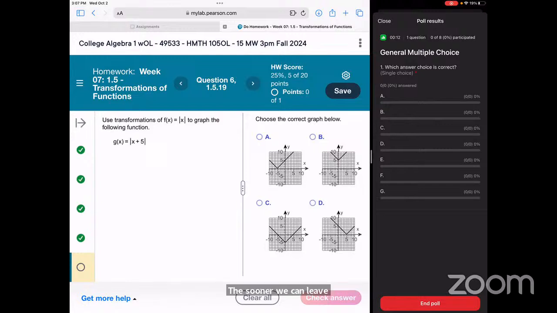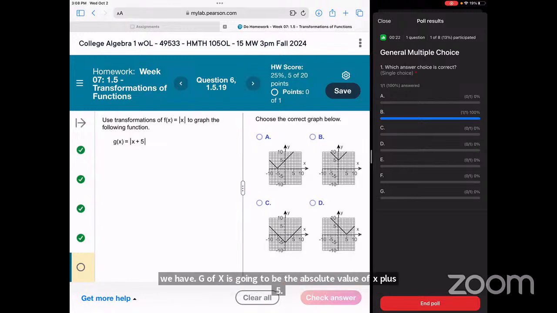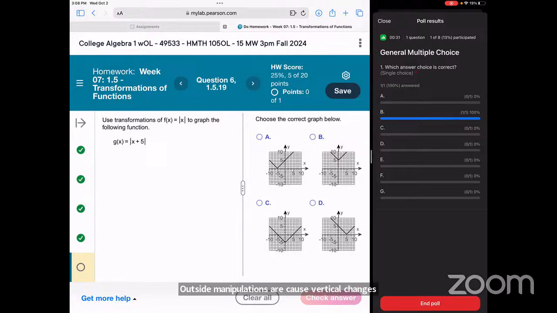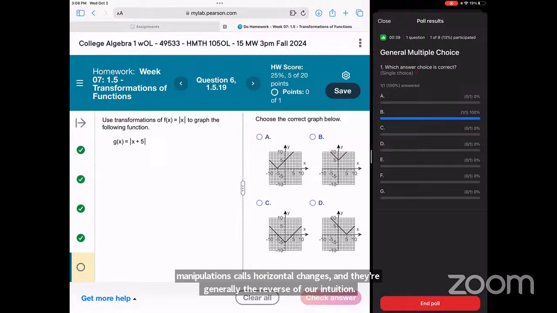Use the transformations of absolute value of x to graph the following function. So we have g of x is going to be the absolute value of x plus 5. So that +5, notice that is on the inside of our base function, right? So to recap, outside manipulations cause vertical changes, and they typically follow our intuition. Inside manipulations cause horizontal changes, and they're generally the reverse of our intuition. So we should be starting with the v at the origin. All right, I'm going to go ahead and close the poll.